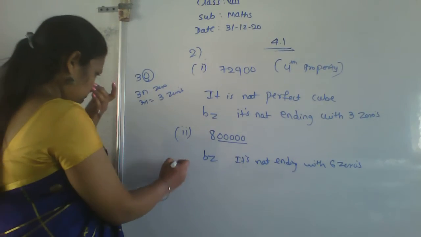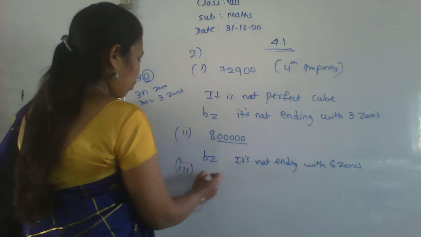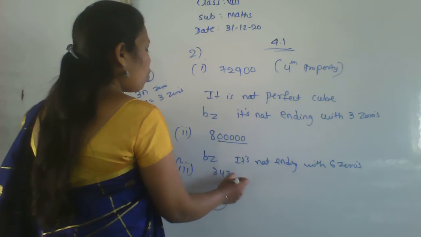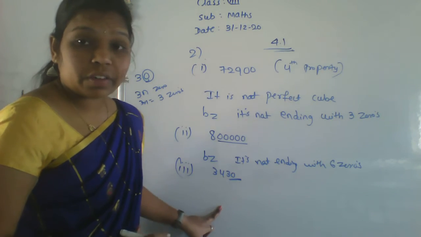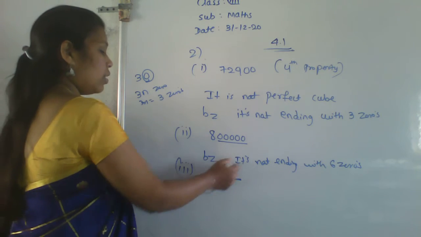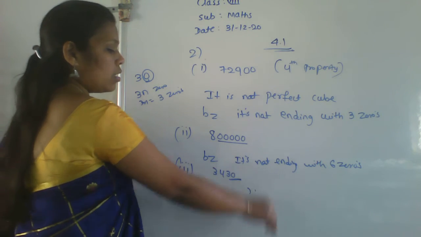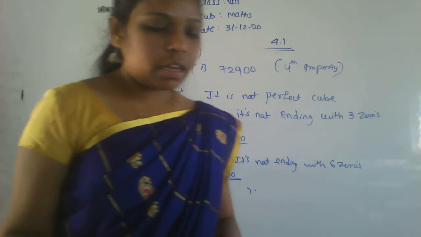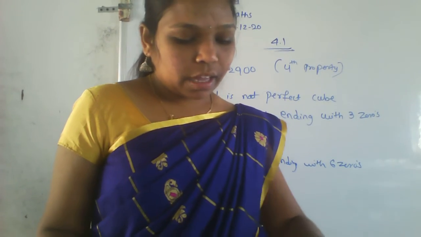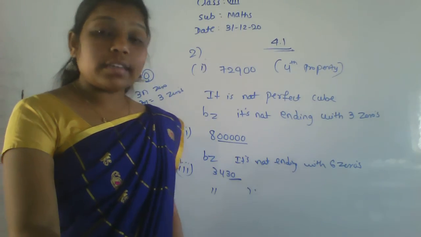3430. Same property. 3430, only 1 zero is there. It must end with 3 zeros. Write the same reason. Okay. Same reason you have to write. So second main also completed. Now go for the third main.